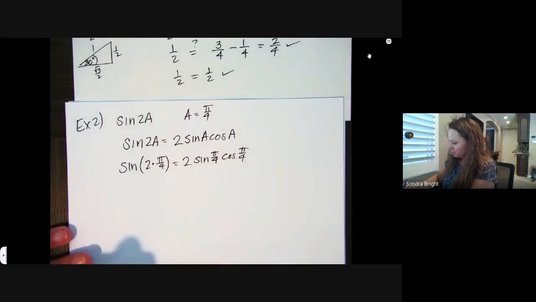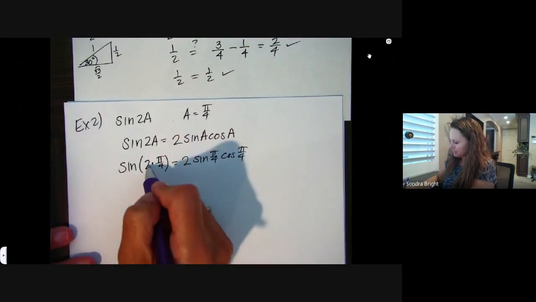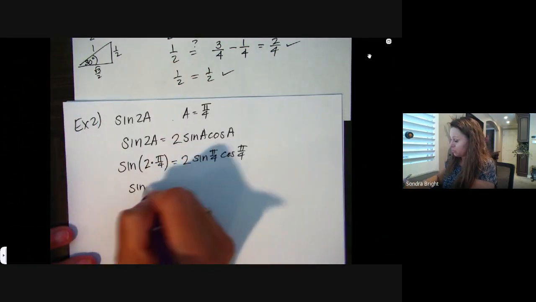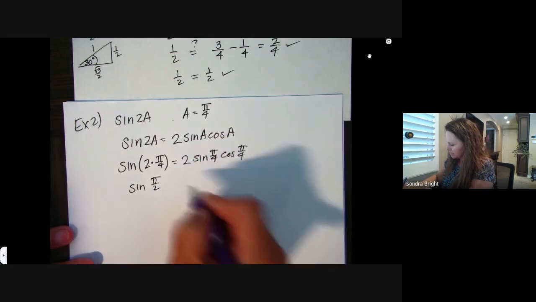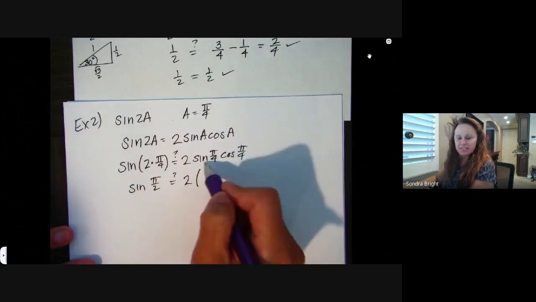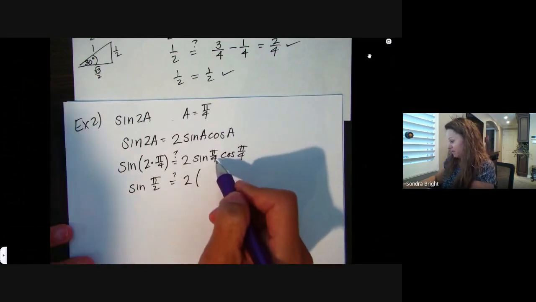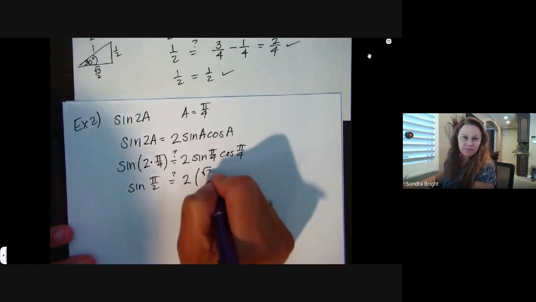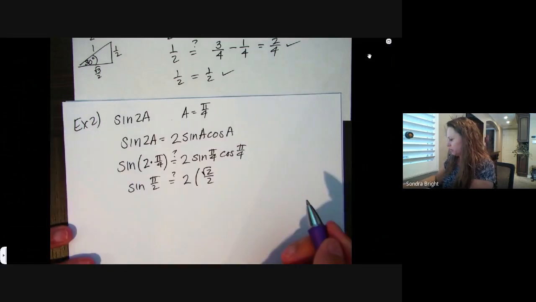When you multiply 2 times pi over 4, that becomes sine of pi over 2. And is this equal to 2 times... pi over 4 is 45 degrees. That's my favorite angle because I don't have to remember: is it rad 3 over 2 or 1/2? No, they're both rad 2 over 2. Nice.